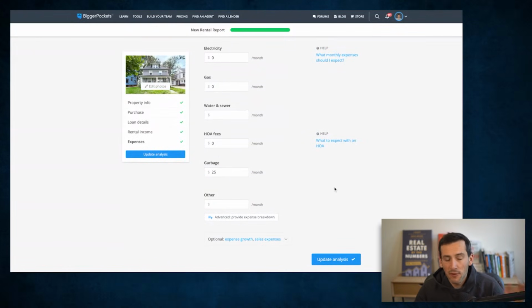And that's it, guys. We've gone through all of it now: property info, purchase, loan details, rental income, and expenses. And hopefully you can see how quick this is. I'm obviously trying to explain this as I go, and it took me like 5 minutes. If you were doing this and get good at it, you practice this, you could do it in like 2 or 3 minutes. It's super easy.